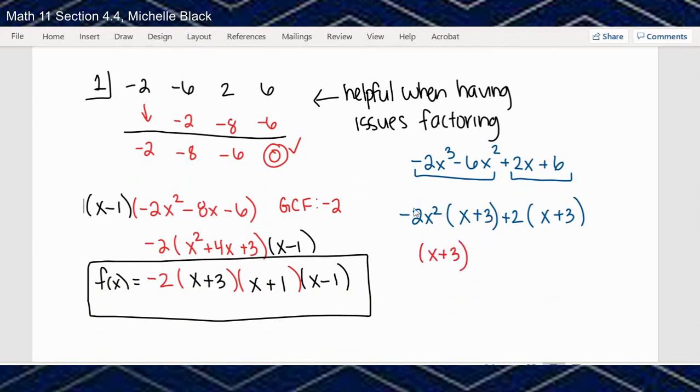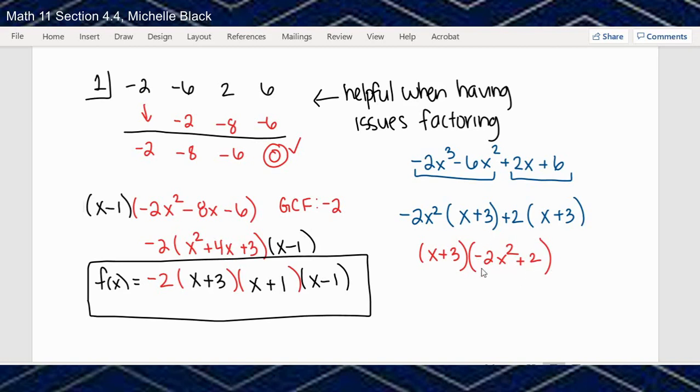When I take away the x plus 3 from this first term, I'm only left with this negative 2x squared. And when I take away the x plus 3 from this second term, I'm only left with the positive 2. Now it still doesn't quite look like this one because I would have to keep factoring. This is actually a pretty involved factoring problem, so this method over here might be easier.